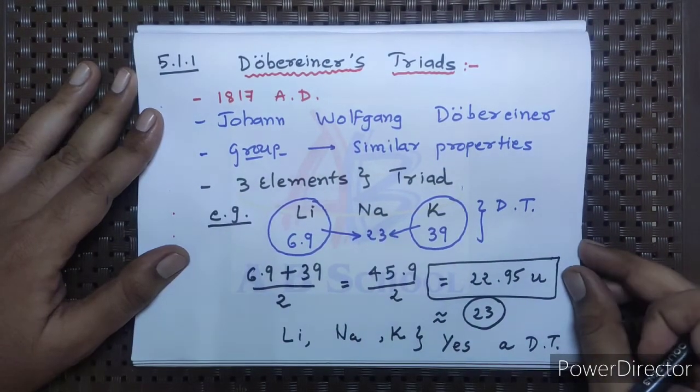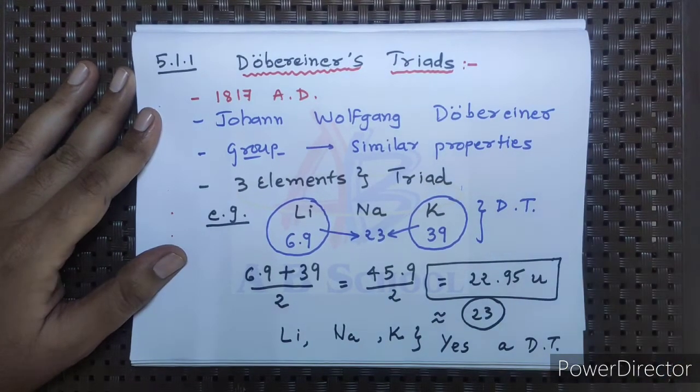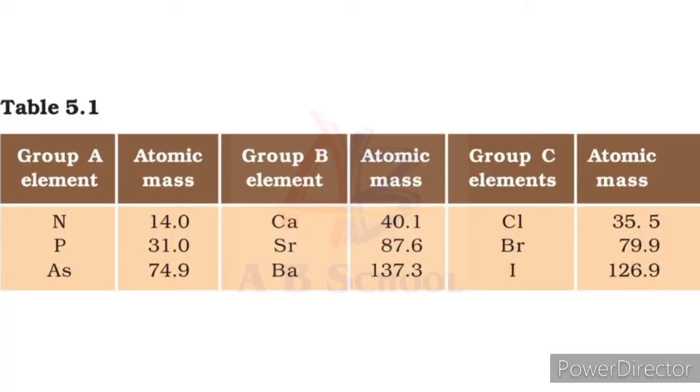Now let us take three groups and check whether they represent a Döbereiner triad or not. Table 5.1. In this table, we are given three groups, namely Group A, Group B and Group C. We are going to check whether these groups represent Döbereiner triads or not. You know that already. If the atomic mass of the element in the middle of the triad is the average of the atomic mass of the remaining two elements, then that is known as a Döbereiner triad.